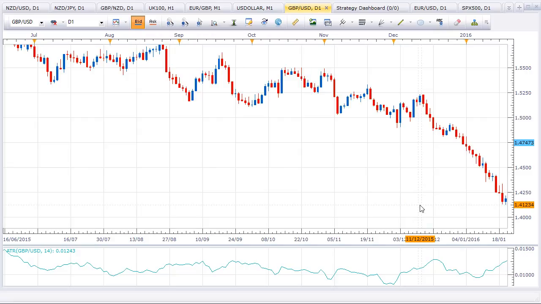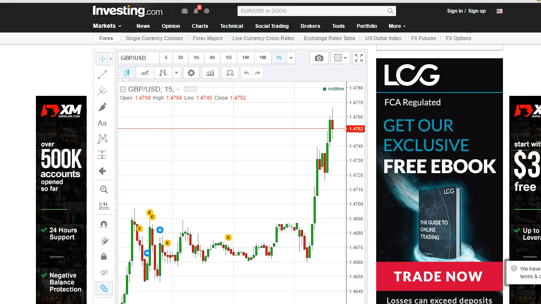I'm going to use my trading station here on FXCM just because I'm familiar with it. There are, however, other services that you can use. So if you go, for example, to investing.com and open up a live chart, this is the live streaming chart for GBP/USD, and I've opened up the 15-minute chart here, for example.